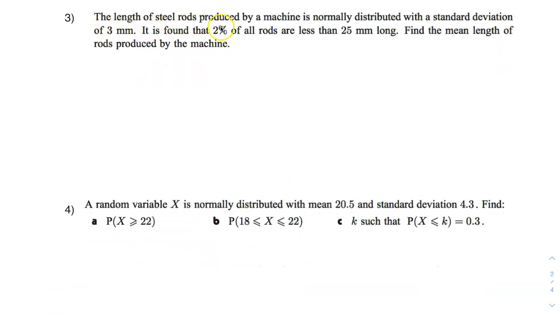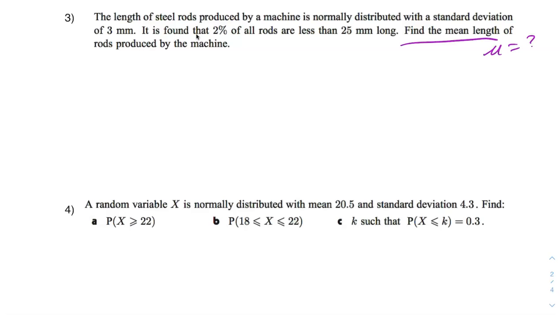The length of a steel rod produced by a machine is normally distributed with a standard deviation of 3 millimeters. So again, notice how they tell you it's normal. All normal problems have to tell you it's normal. So we know standard deviation is 3. It is found that 2% of all rods are less than 25 millimeters long. Find the mean length. So we're looking for the mean.